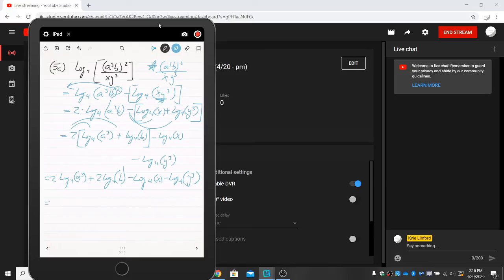So instead of having 2 log 4, I have a 6 log 4 of a. And then I have a 2 log 4 of b. Well, that doesn't simplify anymore. Minus log 4 of x. Again, that doesn't break down. But here I can bring the 3 out front. So I'm left with a 3 log 4 of y. And this would be the final answer.